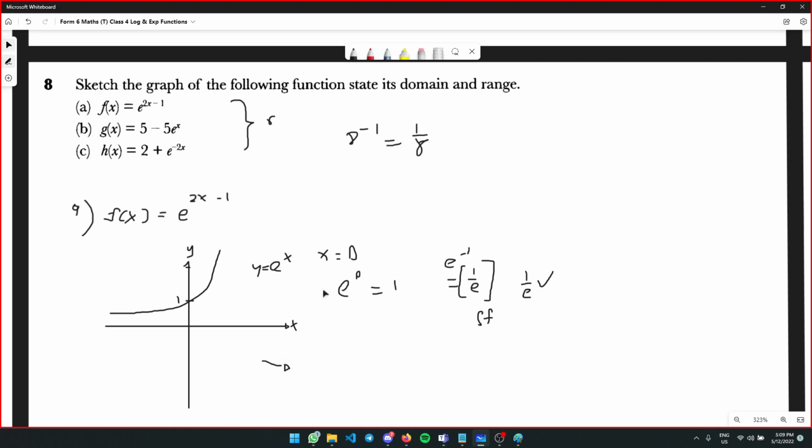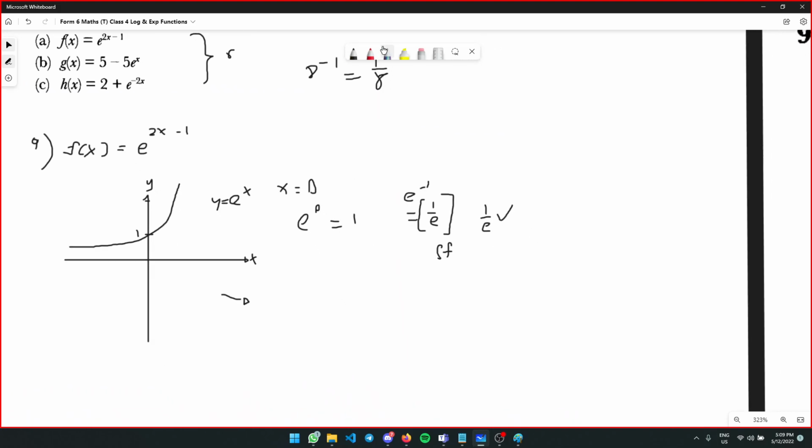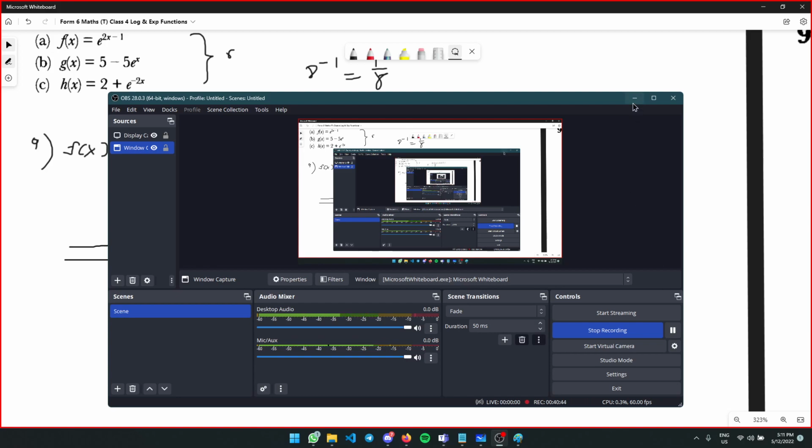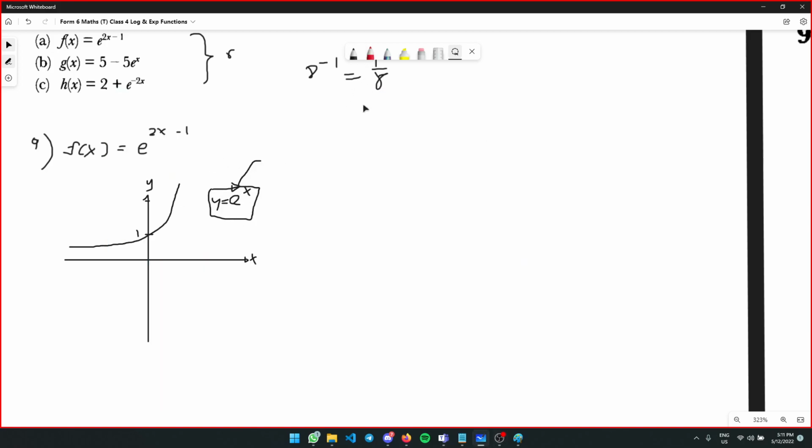Okay, so how about this question? 2x minus 1. So you won't change the 1 to 1 over e. I'm having a problem with y equals any function. Okay, natural number function graph, how will it look? There are two components here: the coefficient beside x and also the number attached at the back. How do both of these affect the graph?